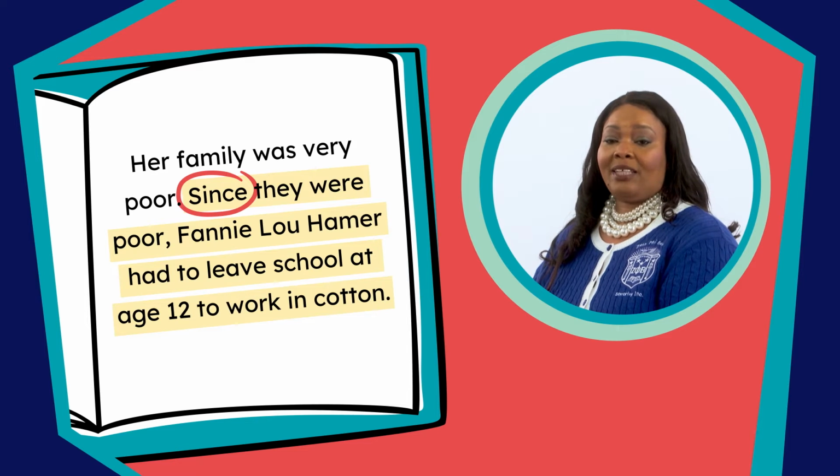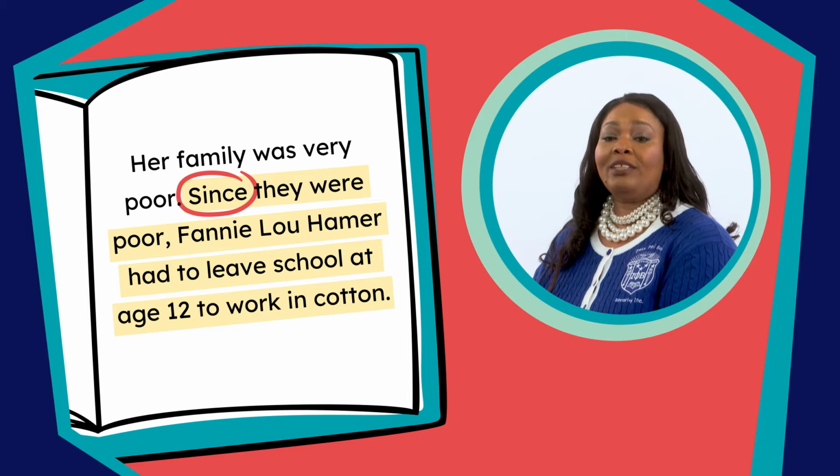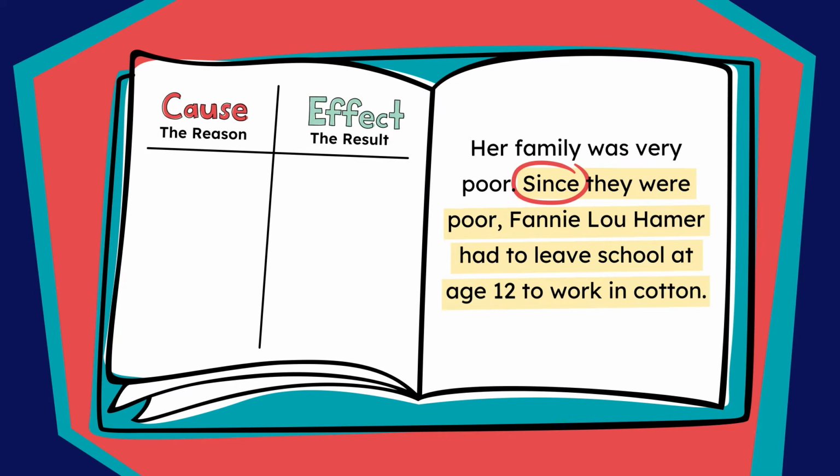I know that the signal word since lets me know this is the cause or reason why. So I'm going to add that to our T-chart graphic organizer. On the left side of my paper, I will write the cause. Fannie Lou's family was poor. This is the first entry on our T-chart graphic organizer.